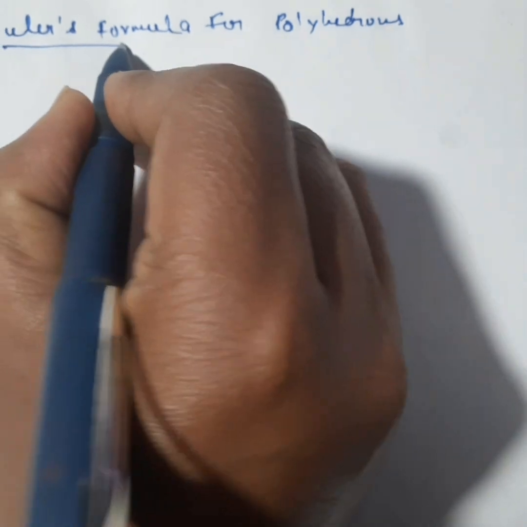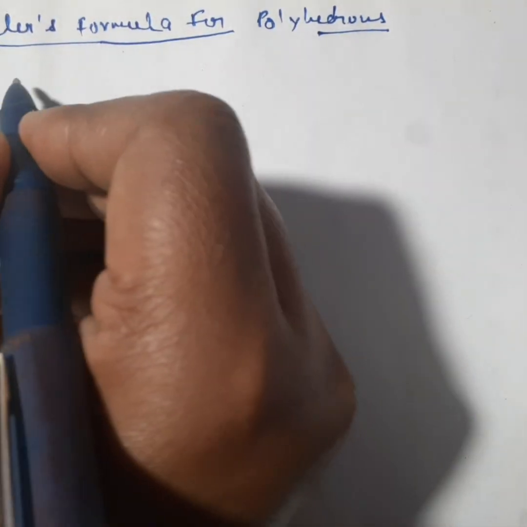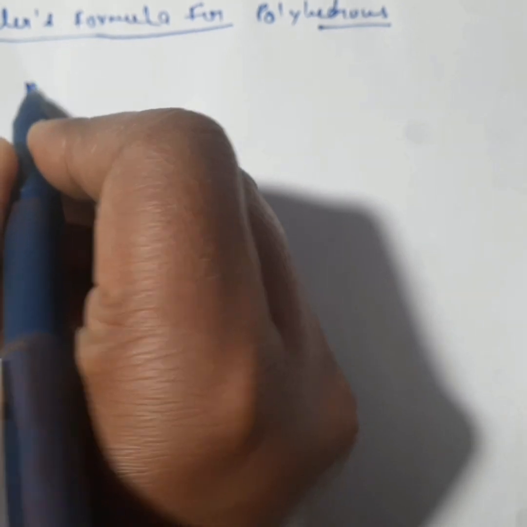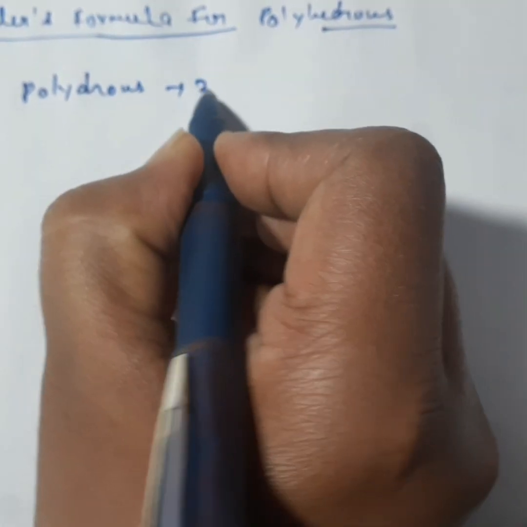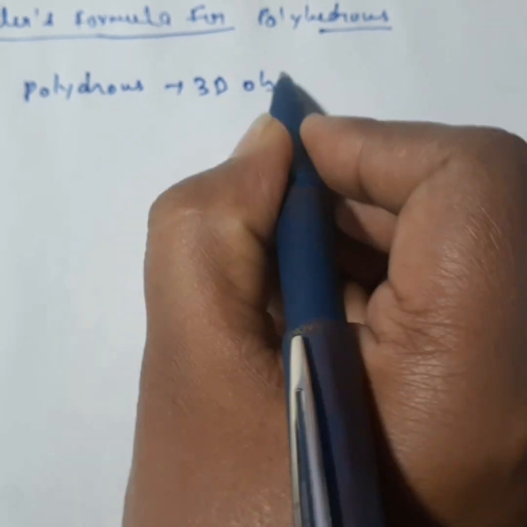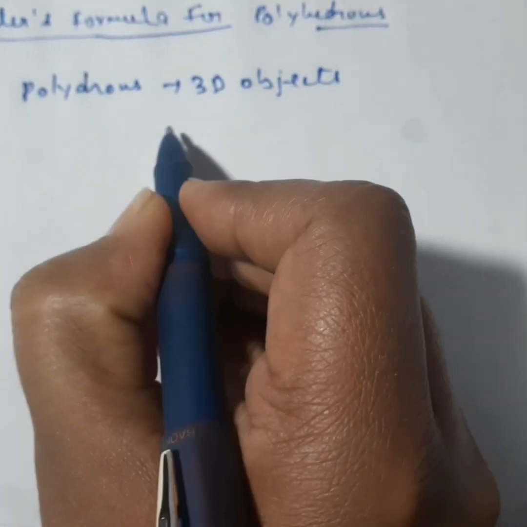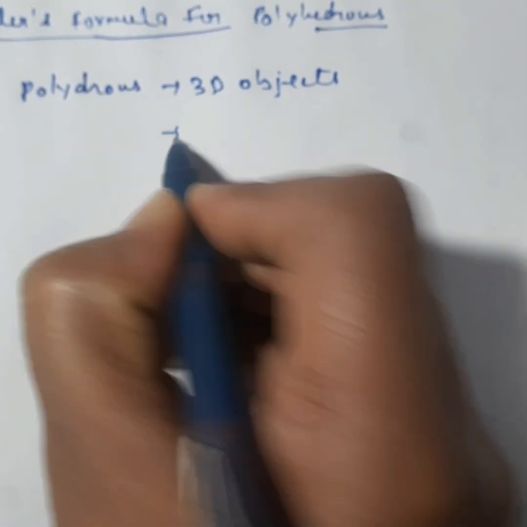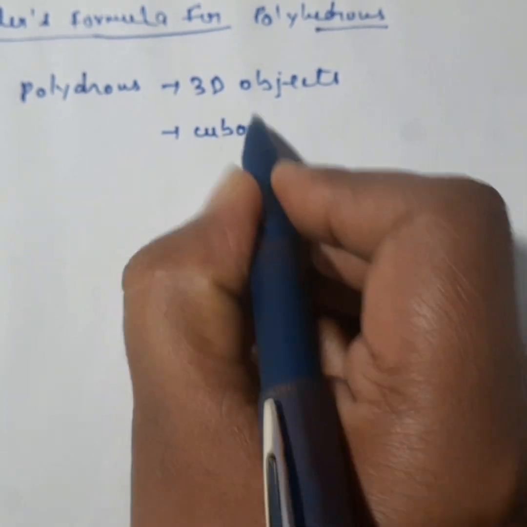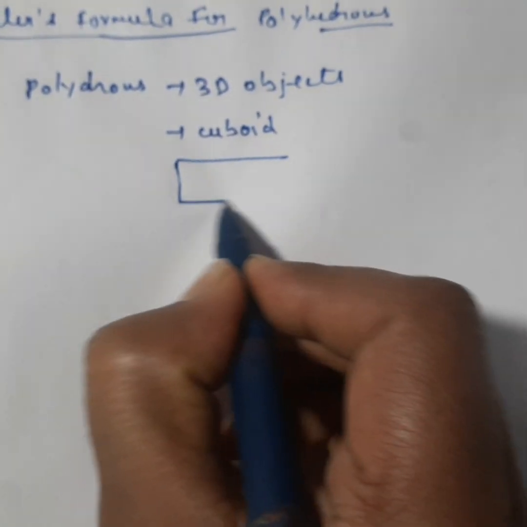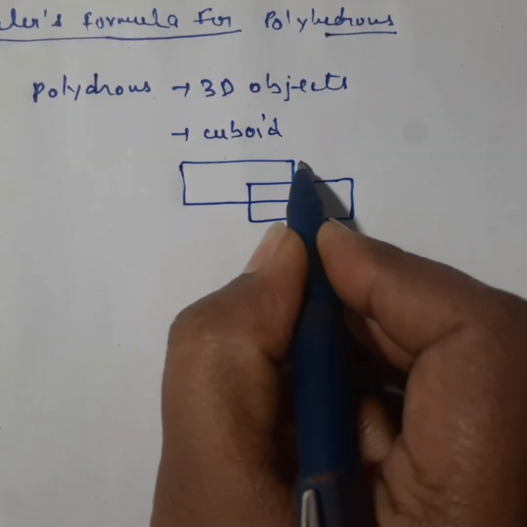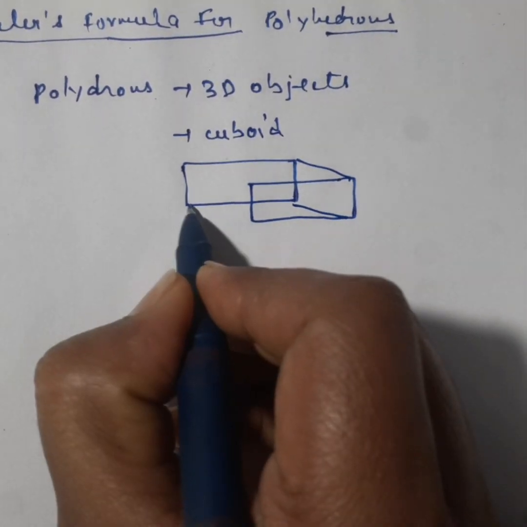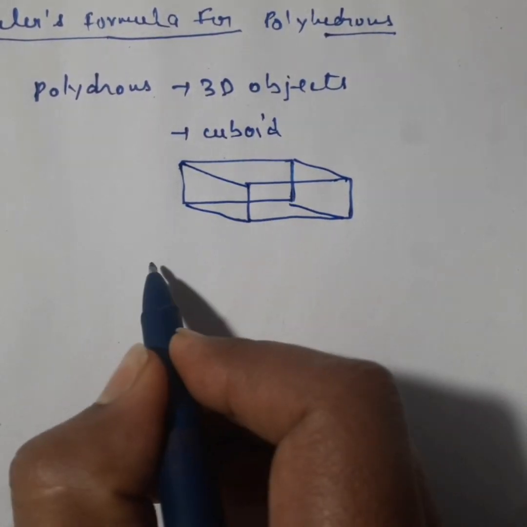Now, before we go into the depth of this very easy topic, we have to know what we understand by polyhedrons. Polyhedrons are basically 3D objects. For example, a cuboid. This is a cuboid. This is a cube.